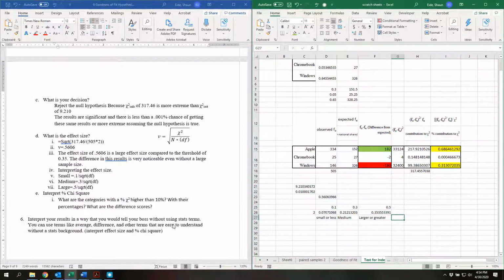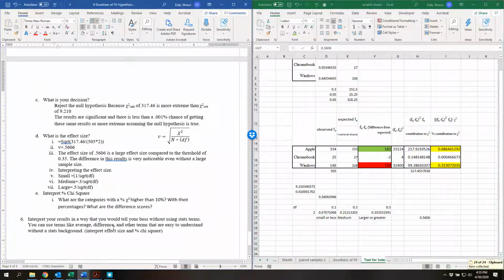So we have an effect size of 0.56. How does the effect size of 0.5606 compare to the three of these? Okay, it's larger than this, so let's move on to medium. It's larger than that. It's larger than this. So therefore, because it's larger than what's considered to be the threshold for a large effect size with 2 degrees of freedom, we know that it is going to be a large effect size.